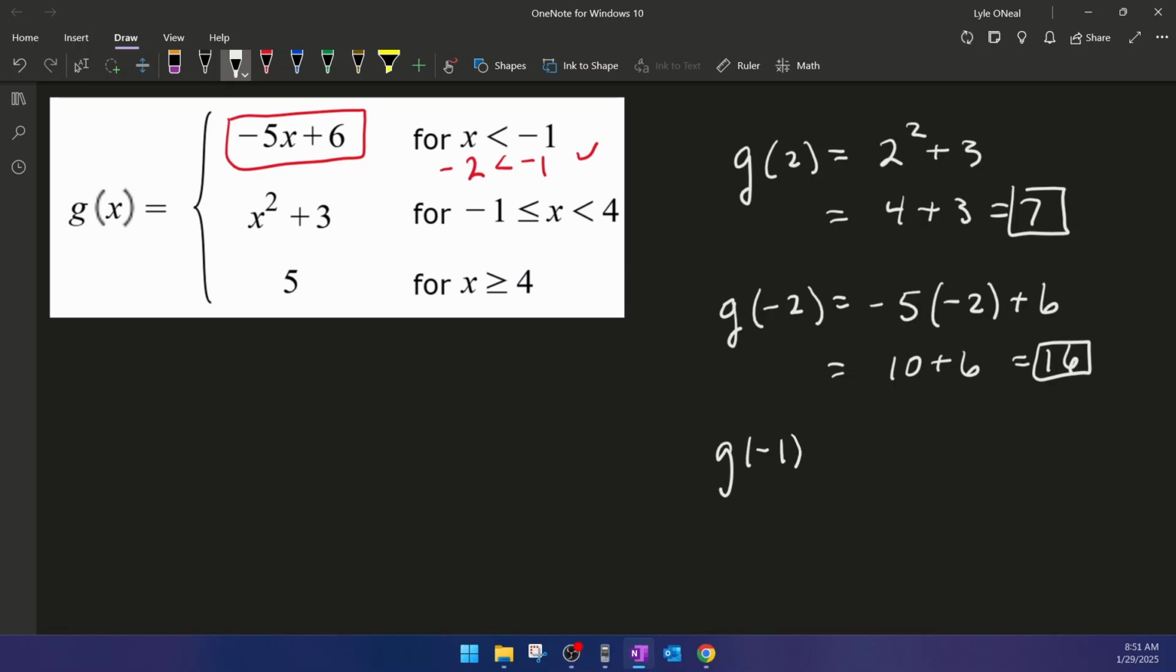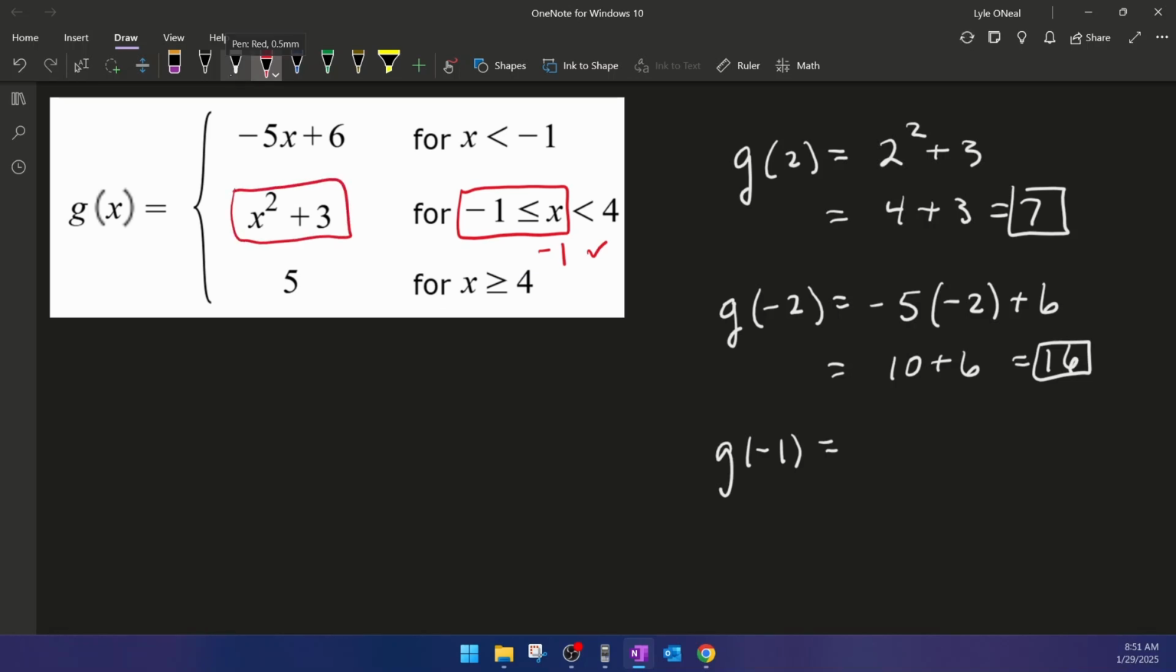G of -1. Where is -1 true? Well, right here, because if we replace x with -1 in the middle piece, we can see -1 is less than or equal to -1. It is equal, so that is true, and so this is what we do.